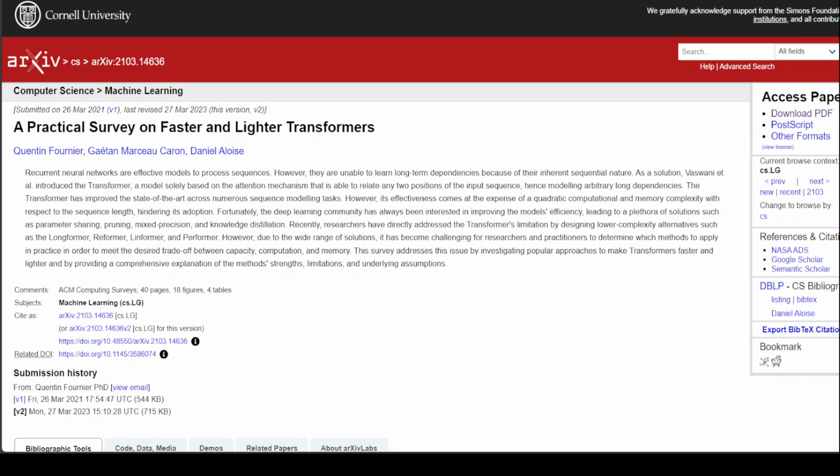In this research paper, which you can see on your screen, Quentin Fournier, Gaétan, and their colleagues have surveyed variations on the transformers, and they have evaluated methods designed to make it faster and more efficient.